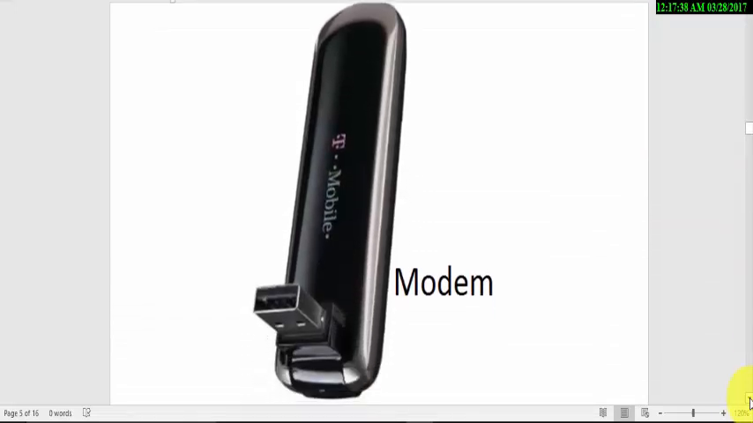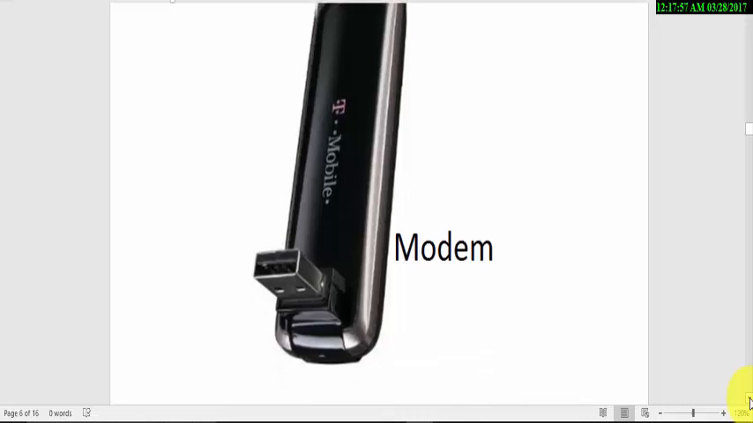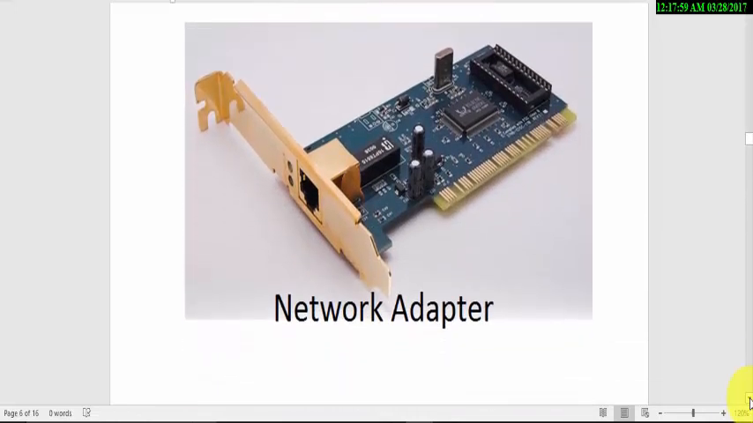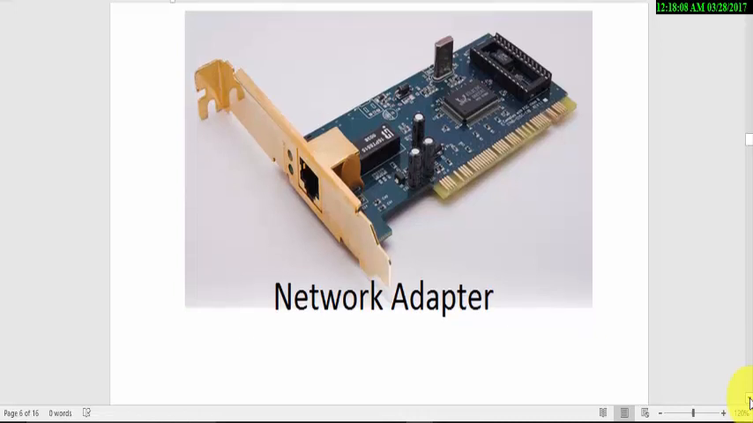This is a modem. A modem is a communication device because it helps us to access internet or communicate with other people on the computer. Then this is a network card or network adapter. It is a communication device. It helps us to communicate with other people on the computer in terms of accessing internet or network.